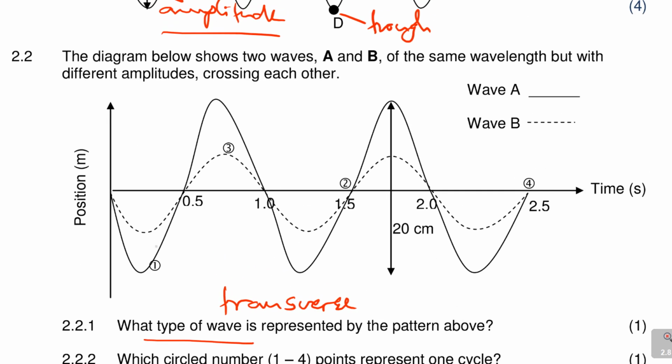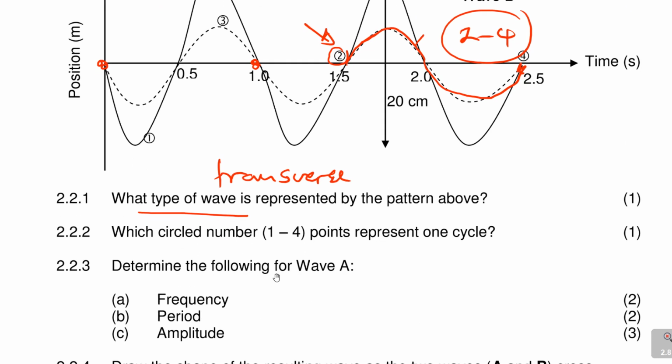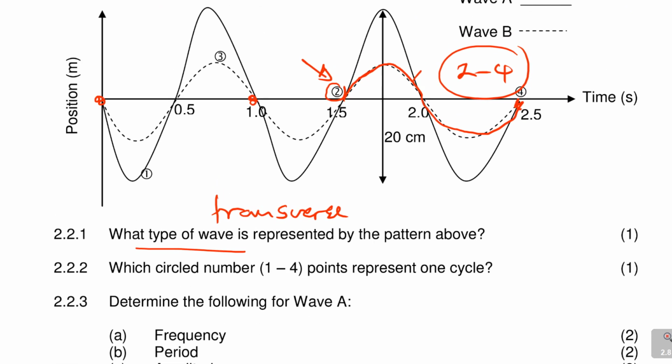Okay, one cycle. Remember, one cycle can be like from here, you go all the way to there, it's one cycle. So we need the cycle part. I think that it is 2. Look at this, you start from the left and you go on to half, then you go back. So it's 2 to 4. Alright, that is one wavelength. Determine the following for wave A. Let me erase this part.